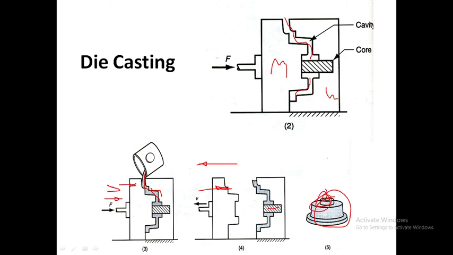But many times, this high pressure causes turbulence and air entrapment. So in order to minimize this, larger ingates are used in the beginning, and the pressure is kept low and increased gradually. In such a way, force is applied in die casting.